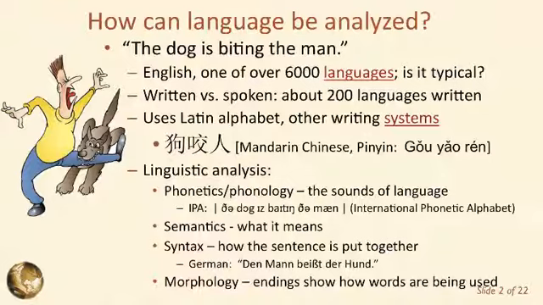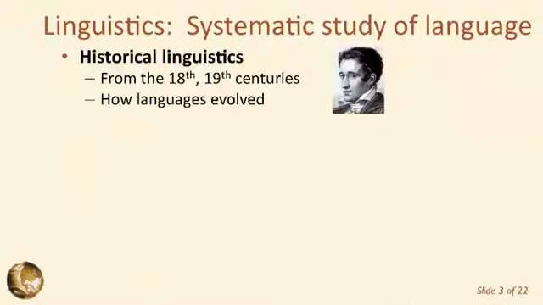English tends to use word order. So we know the dog is biting the man. We know who's doing the biting by the fact the dog comes first and not the man. So these are some of the aspects of linguistics that we're going to be looking at in this presentation. But first, let's look a little bit at the field of linguistics and how it's evolved.